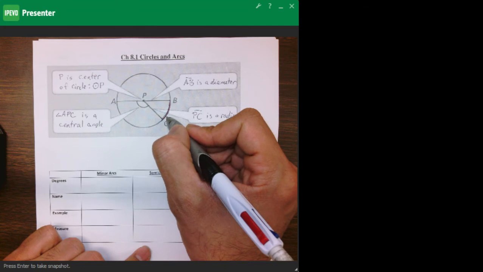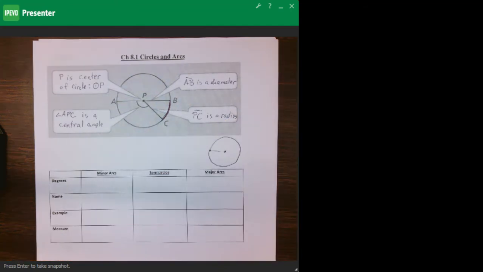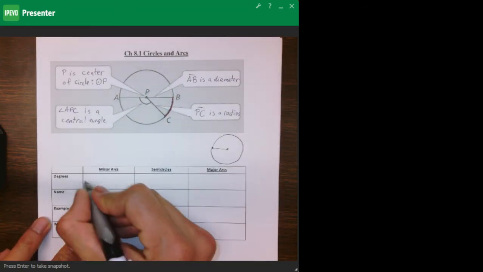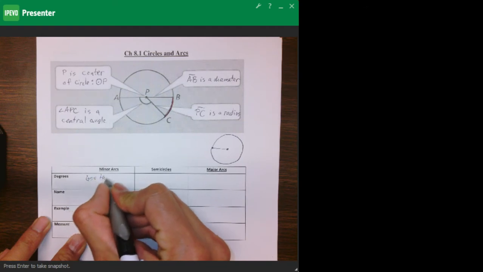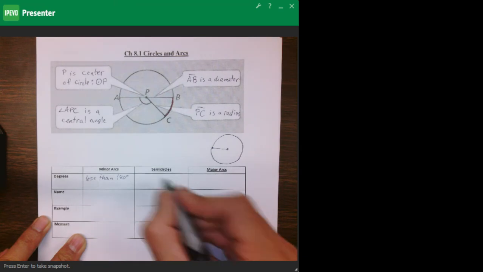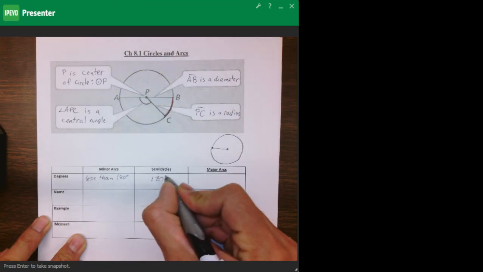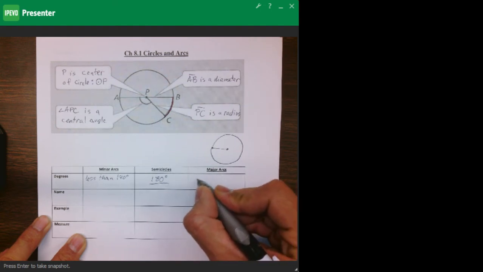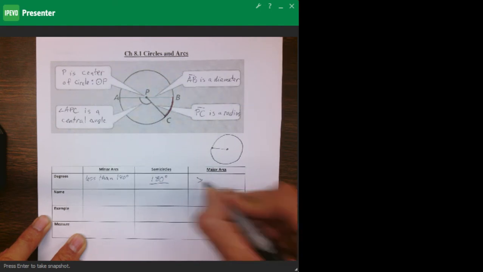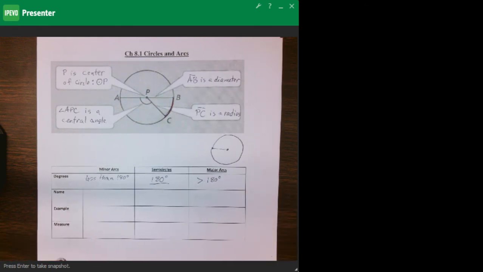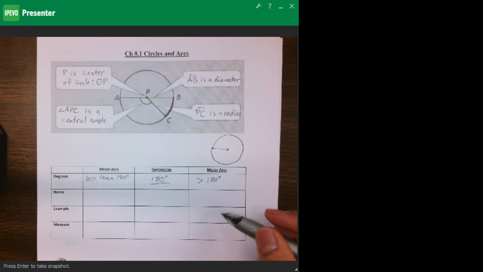The arcs are going to be measured in degrees, but we can also talk about arc length. And you'll see pretty soon what that all means, but let's break down the different types of arcs. First of all, a minor arc is going to be less than 180 degrees. And a semicircle is going to be exactly 180. And then a major arc, guess what? It's going to be more than 180 degrees. I went with the greater than symbol right there. So major arcs are greater than 180 degrees.